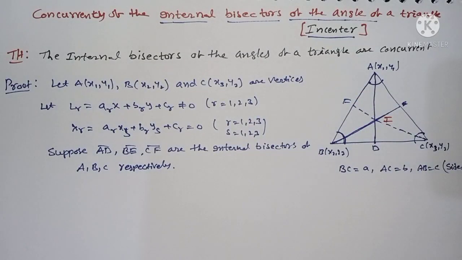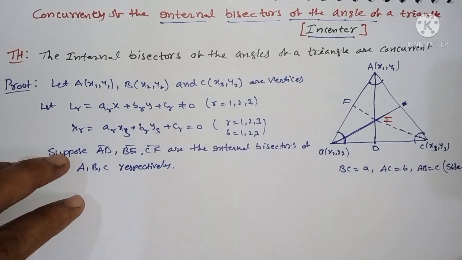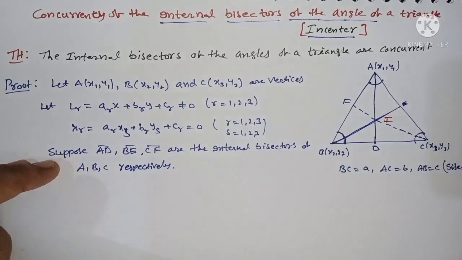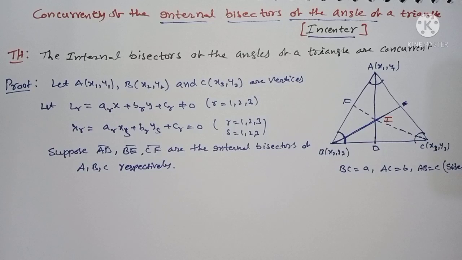Concurrent means they pass through one point only. Okay, it is passing through the one point only. This is the concurrency you have to show.